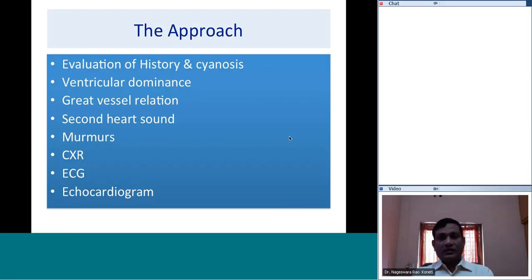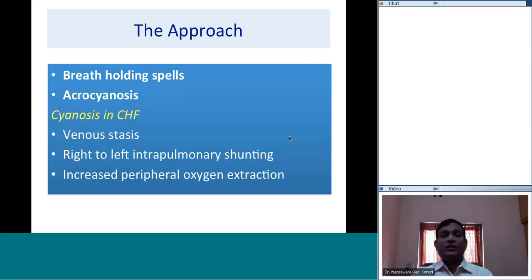The general approach includes seven steps to diagnose congenital heart disease. Step one is evaluation of history and cyanosis. Step two is how to identify the ventricular dominance, whether it is left ventricular, right ventricular, or biventricular dominance. Step three is identification of the great vessel relation, whether it is normal, D-malposed or L-malposed. Then you will be auscultating and finding out the nature of the second heart sound, whether it is single, loud, or what it is. Then murmur. After that, depending on the clinical scenario, you choose chest x-ray or electrocardiogram, and eventually echocardiogram will give you the final diagnosis. It's an integral part of your clinical diagnosis. So let us see evaluation of cyanosis.